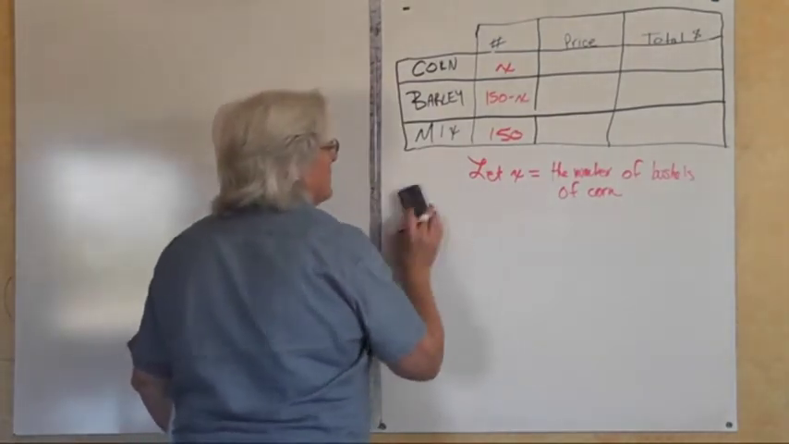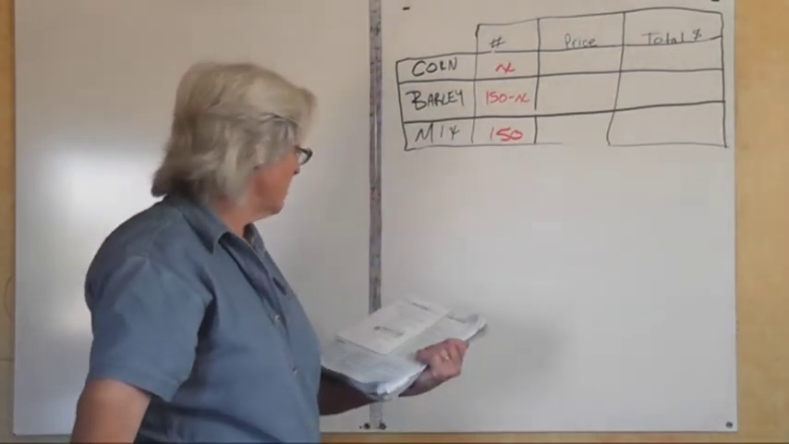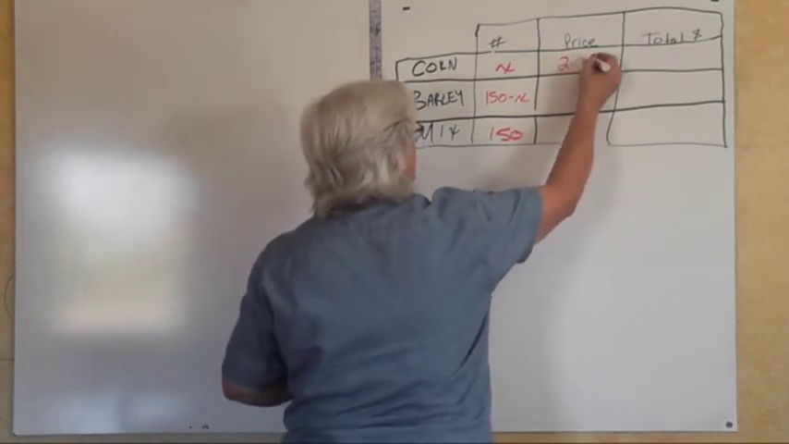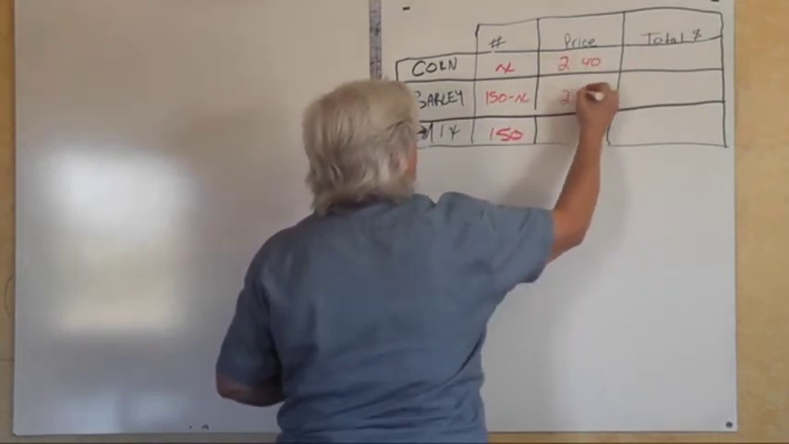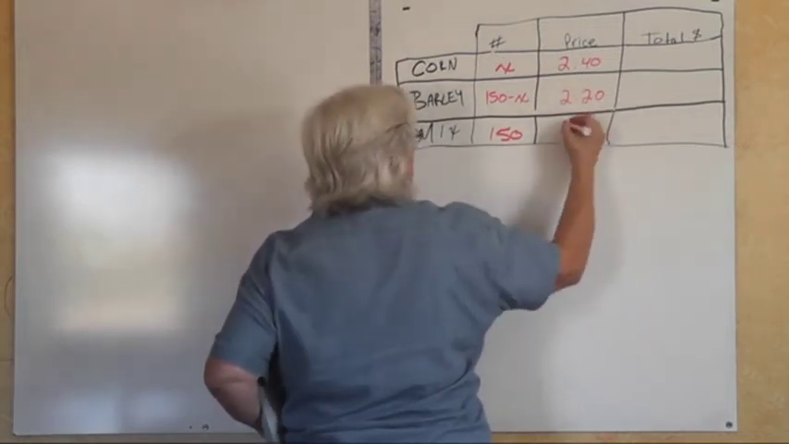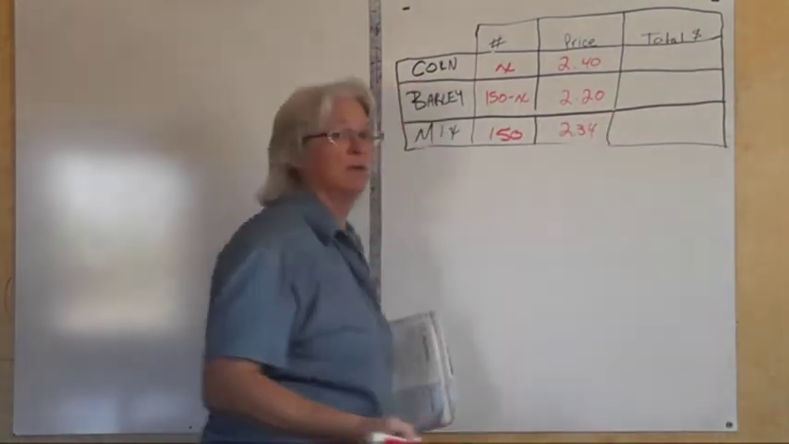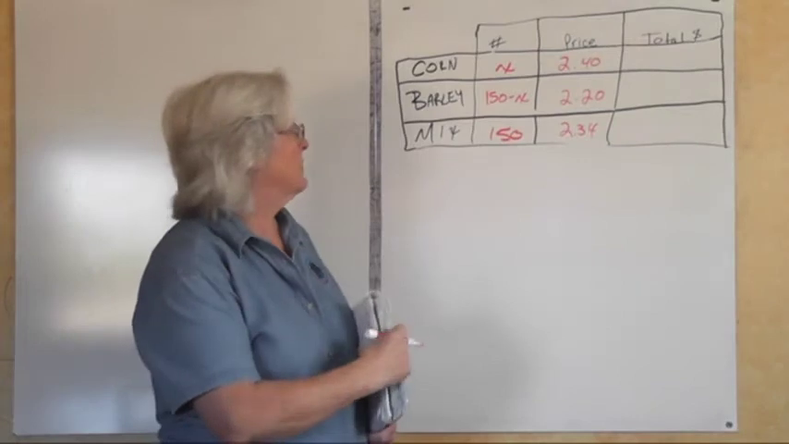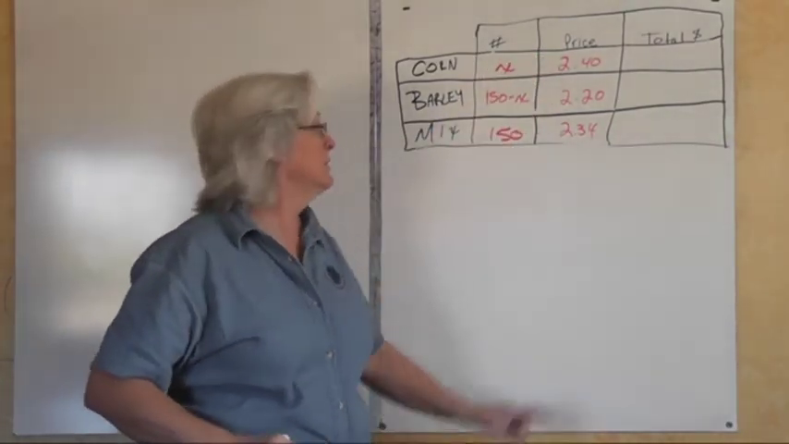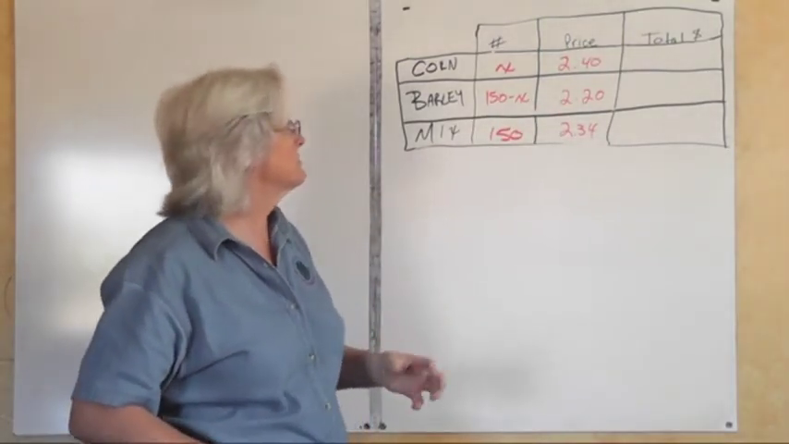Now, how much is the corn? Our problem tells us that the price for the corn is $2.40 a bushel. The price for the barley is $2.20. We want our mixture to have a value of $2.34 a pound. Notice how I set this up: 2.40, 2.20, 2.34, representing dollars and cents.